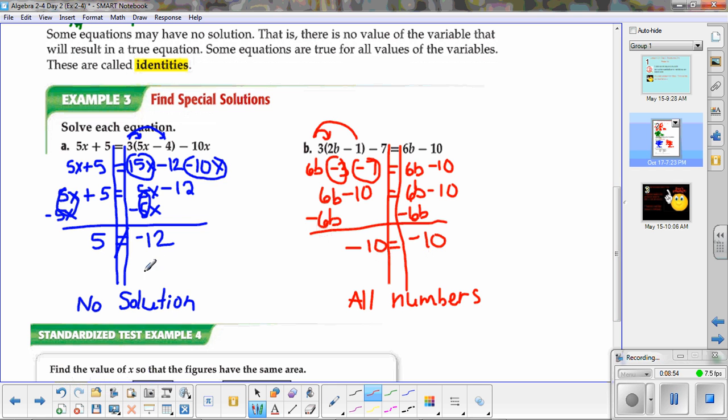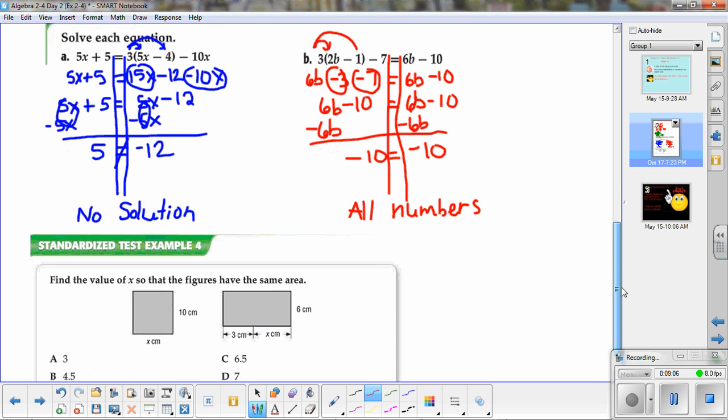So for the special solution ones, the variable ends up disappearing, and if you end up with a statement that's not true, it's no solution. If you end up with a true statement like negative 10 equals negative 10, then it's all numbers.